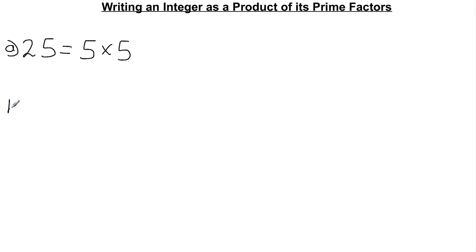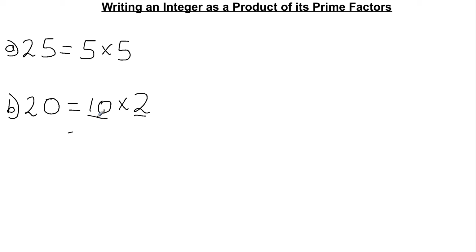I understand that. So in B now, let's look at 20. Let's write 20 as a product of its prime factors. 20 can be written as 10 times 2. 10 times 2 is equal to 20. However, even though 2 is a prime number, 10 is not a prime number, so we haven't written 20 as a product of its prime factors.